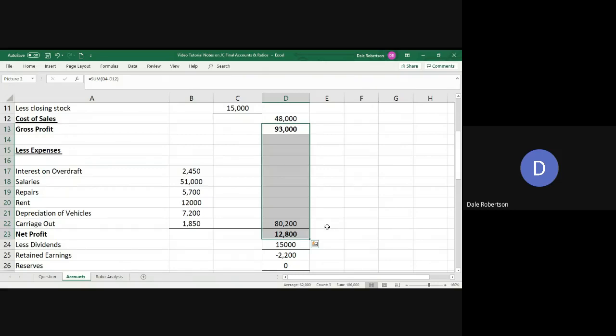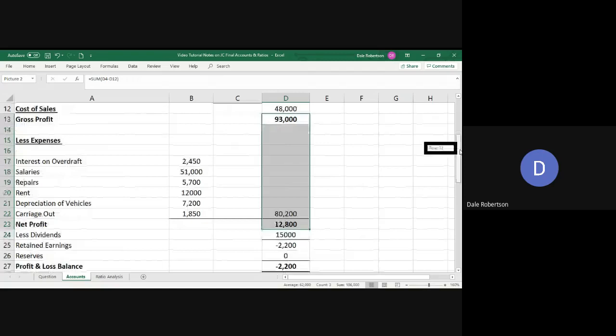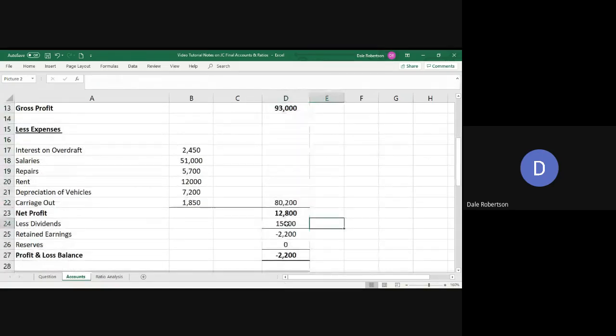Now here's where the company runs into a bit of difficulty, because of course they have to pay out dividends to their shareholders, and they've actually decided to pay out 15,000 euros worth of dividends, which is more than their profit. That's unusual and surprising for the company, but they've dipped into their bank overdraft in order to do that. So that means that the retained earnings are actually minus 2,200. They've actually made a loss this year after paying dividends of 2,200.